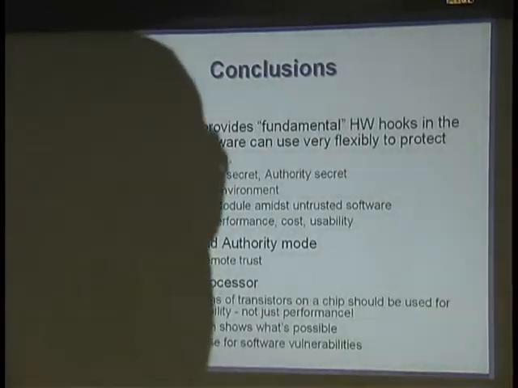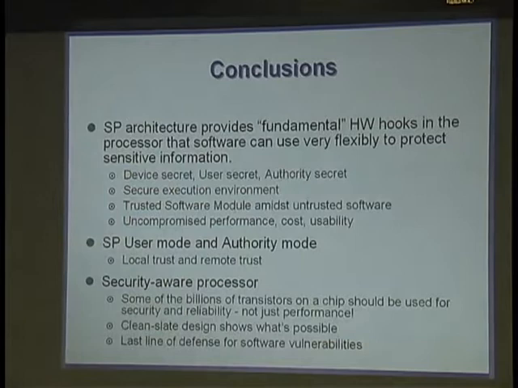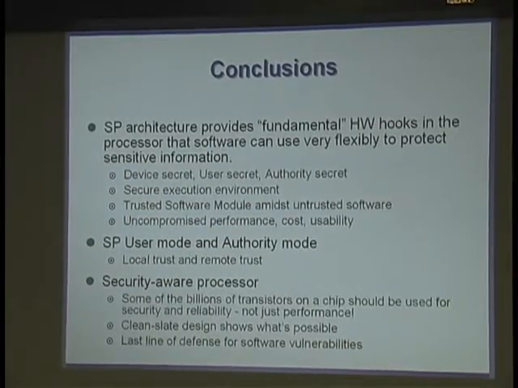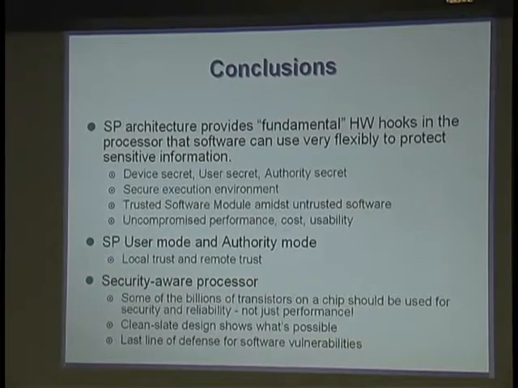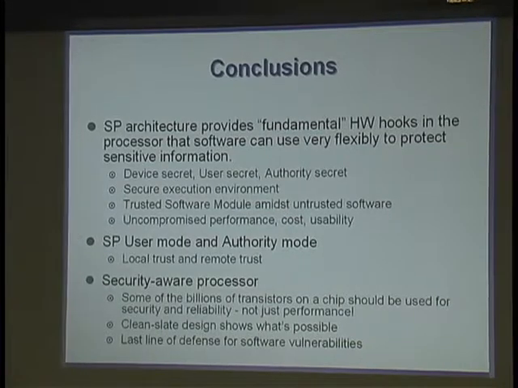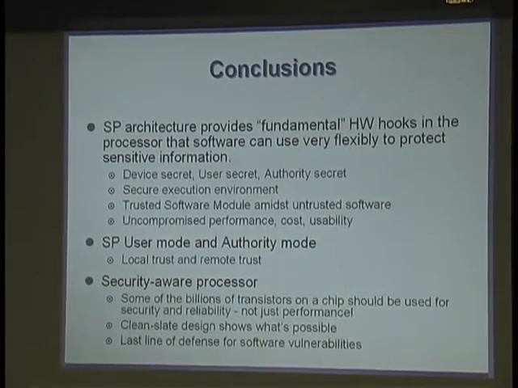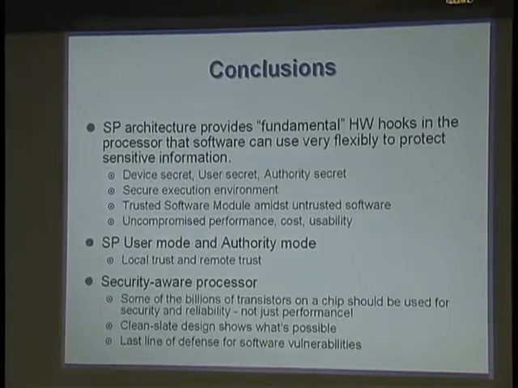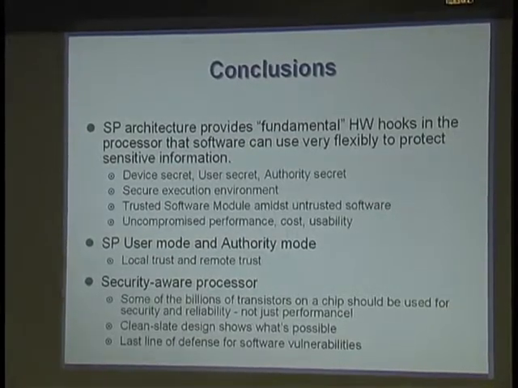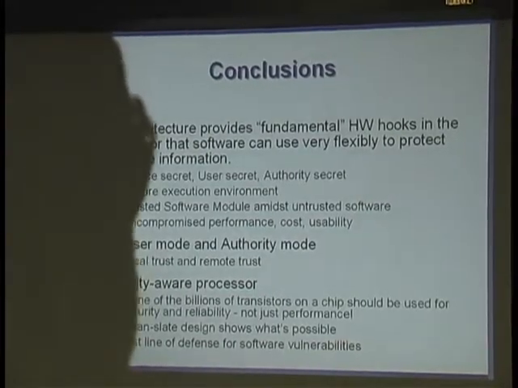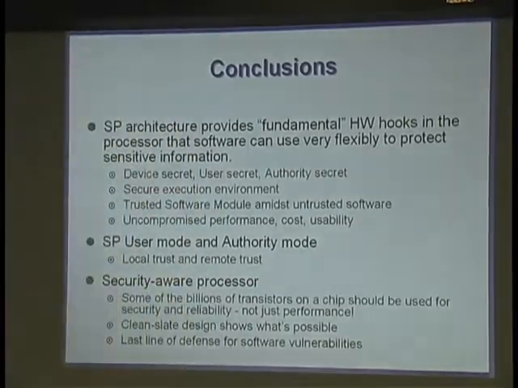So in conclusion, I hope I've shown you that the SP architecture does provide fundamental hardware hooks in the processor that software can use very flexibly in all kinds of usage models to protect sensitive information. Basically, it's provided 2 or 3 secrets. I talked about the device master key that protects the execution environment and the user master key that protects the user's secret. And I touched on the authority secret, which can enable remote trust and transient access. Okay.